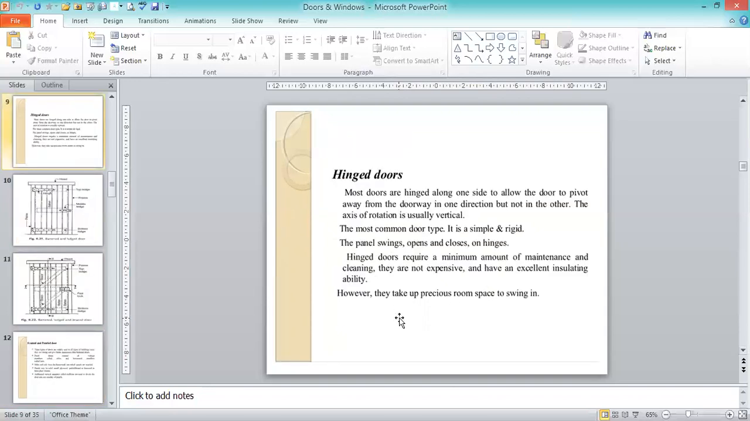Hinged doors are a very common type of door used in almost all constructions. Most doors are hinged along one side to allow the door to pivot away from the doorway in one direction, but not in the other. The axis of rotation is usually vertical. The hinged door is the most common door type, simple and rigid. The panel swings open and closes on hinges. Hinged doors require a minimum amount of maintenance and cleaning. That is the advantage of hinged doors.